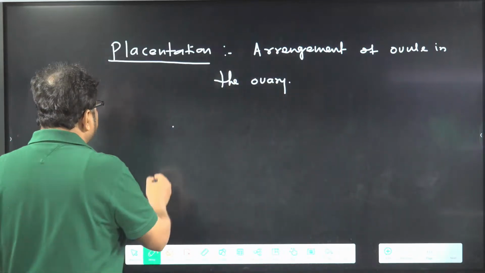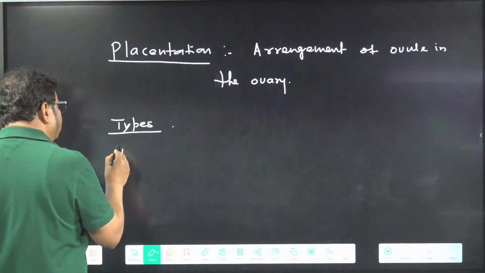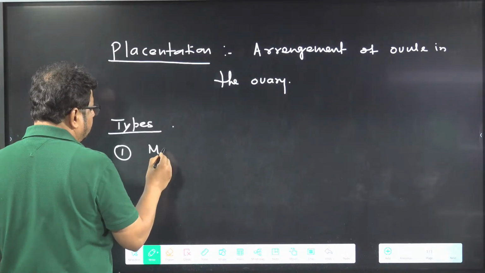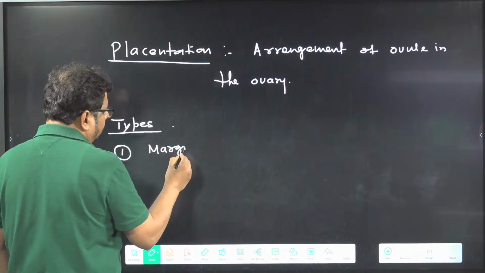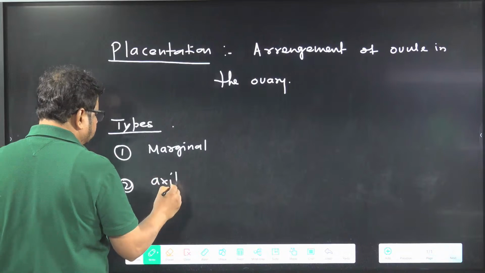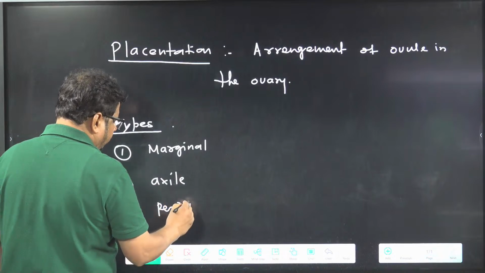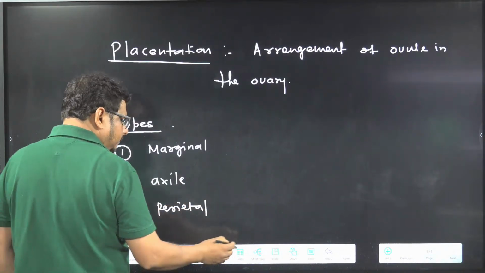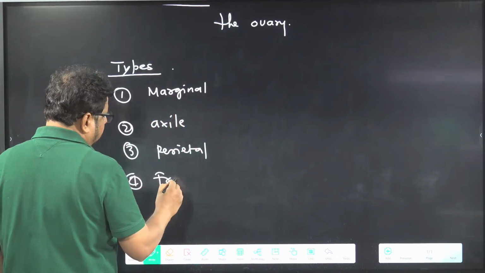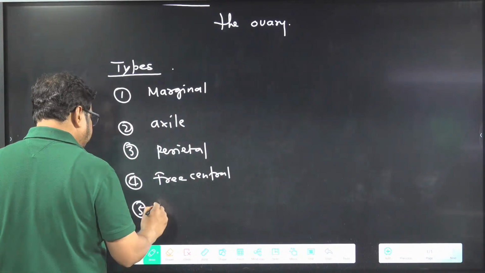Now I am going to talk about the types of placentation. NCERT wrote some types of placentation, and that is what we are going to talk about first. First it is marginal. Second it is axile. Third it is parietal. Fourth it is free central. And fifth it is basal.